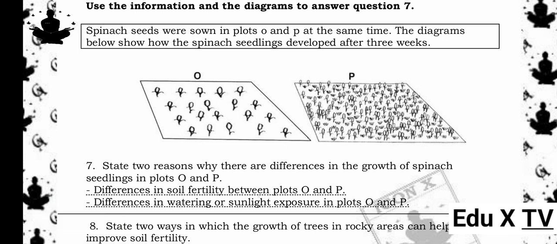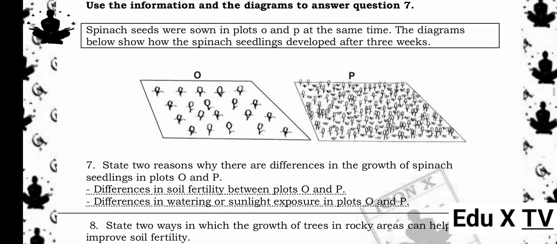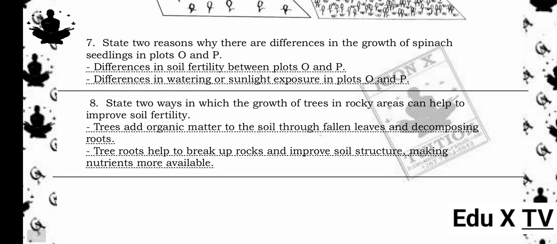7. State two reasons why there are differences in the growth of spinach seedlings in plots O and P. Differences in soil fertility between plots O and P. Differences in watering or sunlight exposure in plots O and P. 8. State two ways in which the growth of trees in rocky areas can help to improve soil fertility. Trees add organic matter to the soil through fallen leaves and decomposing roots. Tree roots help to break up rocks and improve soil structure, making nutrients more available.